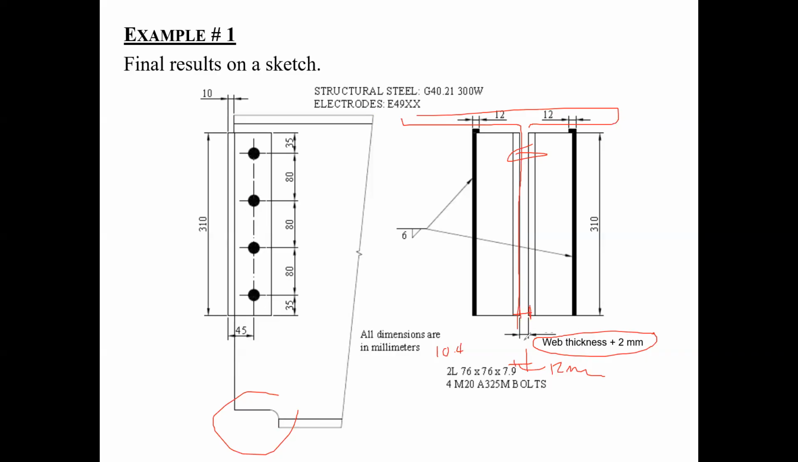And I want to see this on your drawings. I want to see this in your exam. In other words, I don't want to see web thickness plus 2 millimeters. You tell me what the web thickness is, 10.4 plus 2. So if I see 12, I will mark it correctly. If I see 13, I will mark it correctly. If I see 14, I will mark it incorrectly, okay?